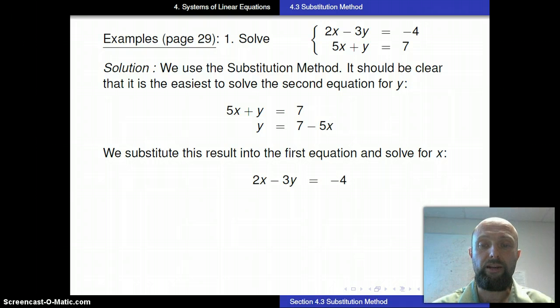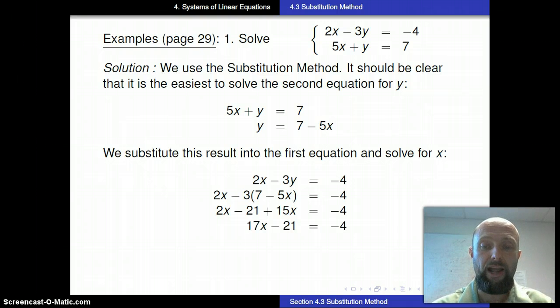2x minus 3y is negative 4. Now we replace y by 7 minus 5x. Be careful to use parentheses. Next we FOIL out the parentheses. Be careful to distribute the negative sign. We simplify by collecting like terms. And now we move the 21 to the right by adding 21 to both sides. And finally, we can solve for x by dividing both sides by 17 and simplifying. We find x is equal to 1.